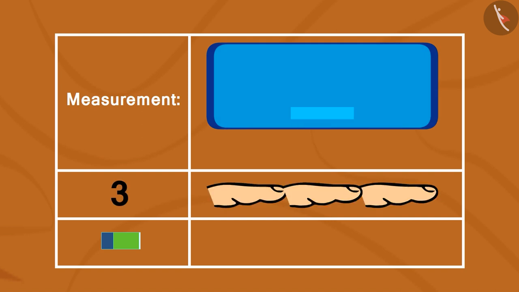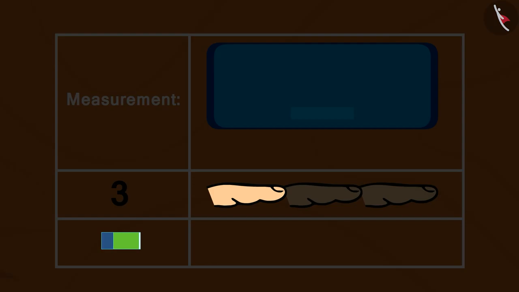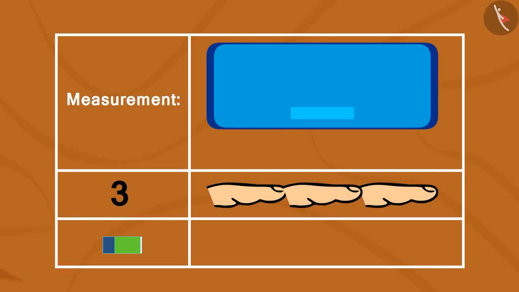Let us now measure this pencil box with rubber. Yes, but the rubber is smaller than a finger. Let's measure and find out. Children, do you also want to know the measurement of the pencil box when we use a rubber? Let's try it. 1, 2, 3, 4, 5 and 6. Its measurement by rubber is equal to 6 rubber.